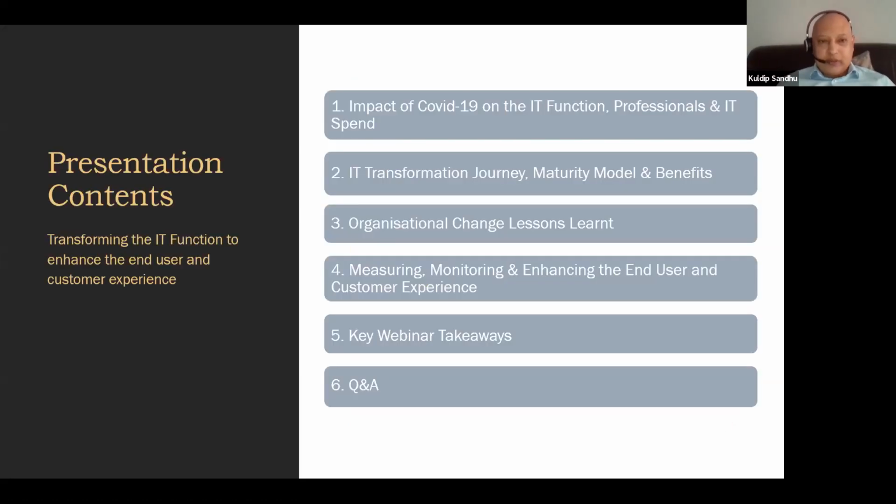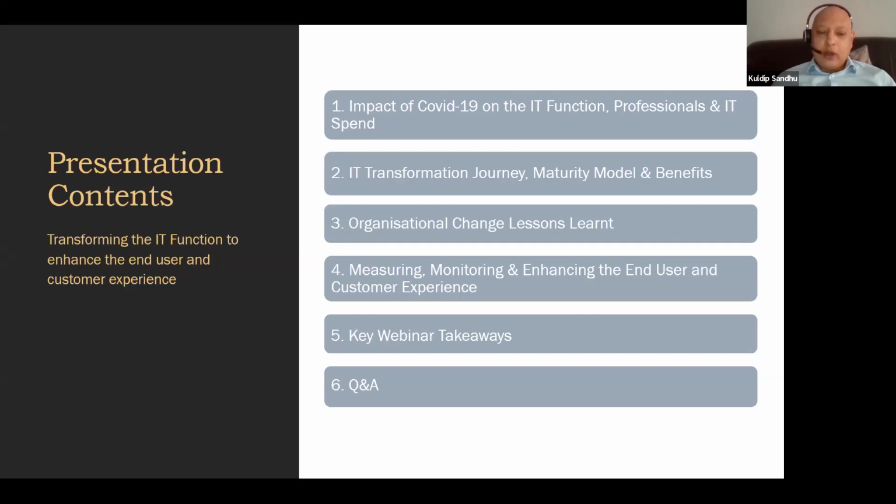The actual presentation is going to be split into 6 sections. The first section is I'm going to be talking about the impact of COVID-19 on the IT function, its staff and professionals, with a particular focus on the spend, or in some cases the lack of spend, in IT that's going to come as we go into the IT recovery phase post the COVID pandemic era. And then I'm going to introduce everybody to the IT maturity model, which I have presented in the past, but I think it's very relevant for the IT transformation journey and some of the benefits that you can realize in the new norm that everybody talks about.